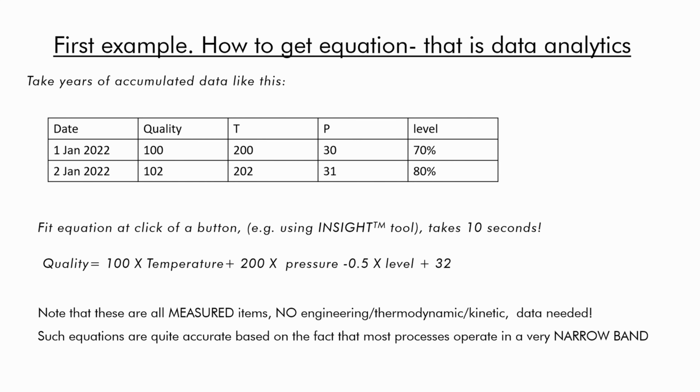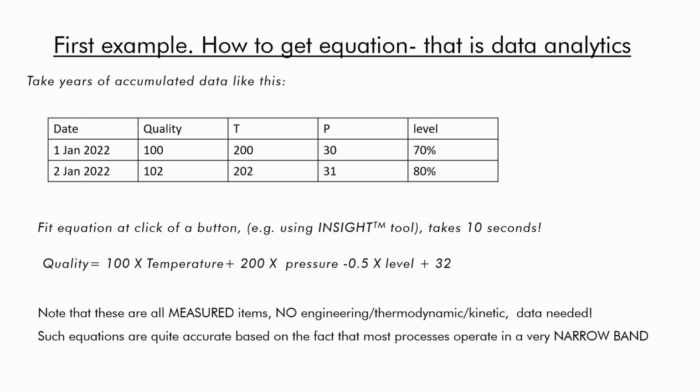So how to get this equation? First, you take lots of data, maybe 1 or 2 years data, which is simple. It has date and time, then every parameter, and the quality itself. And you just put it into the tool and click a button and you get the equation like that. Example of such a tool, including a video, is on the website benchmark1.in.